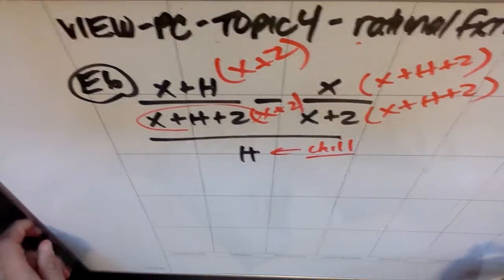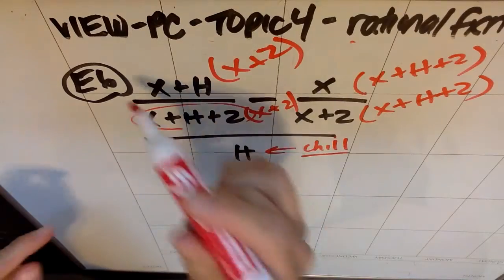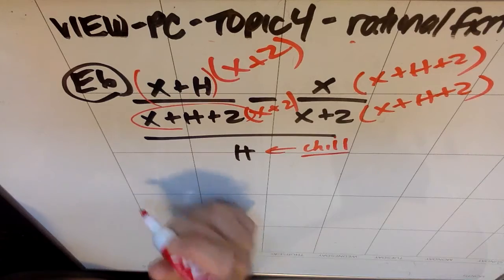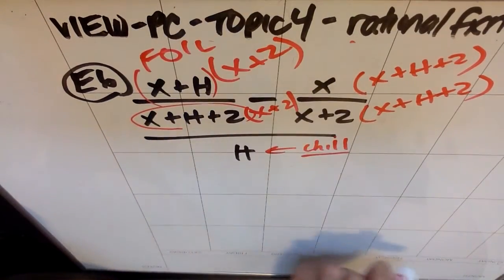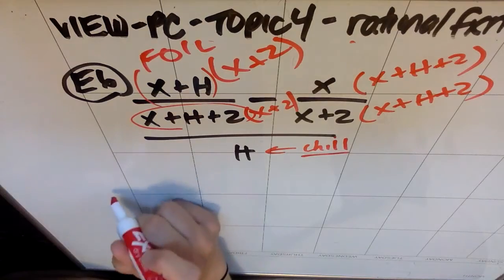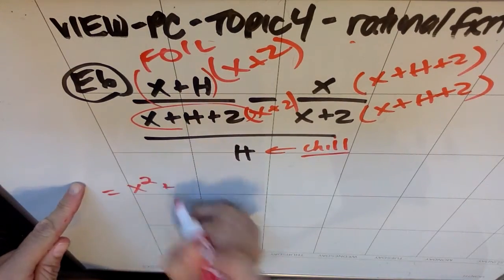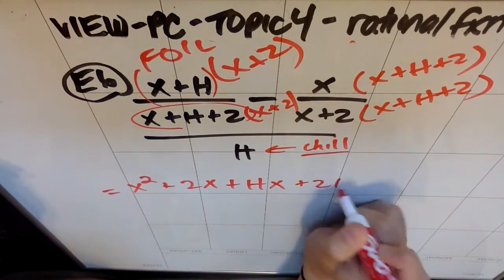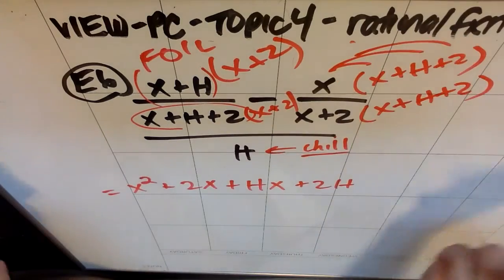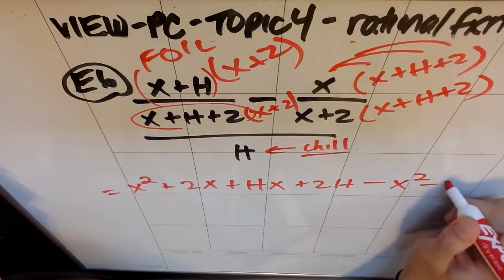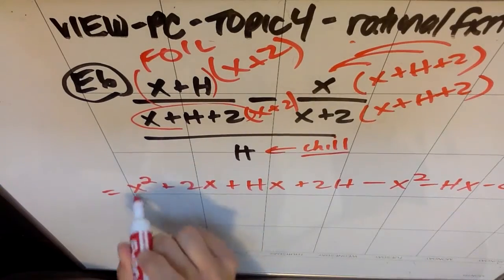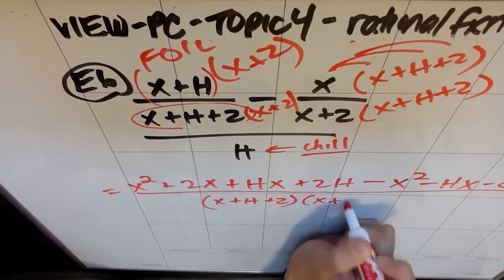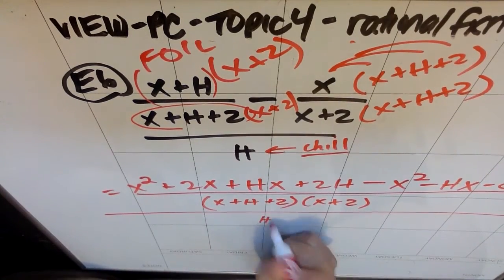So now I'm going to clean up a bunch of stuff, right? If I distribute the top here, I'm going to get x plus h times x plus 2. Well, when we FOIL that, because that's a binomial times another binomial, this numerator is x squared plus outer will be a 2x, inner is an hx, last is a 2h. When I distribute this negative x over here, I'm going to get a negative x squared minus hx minus 2x, all over my nice fancy common denominator, x plus h plus 2 times x plus 2, all over this little h that's just chilling by itself.